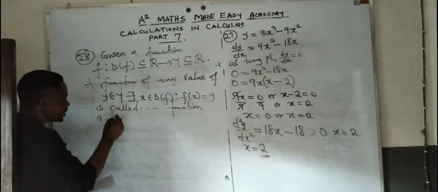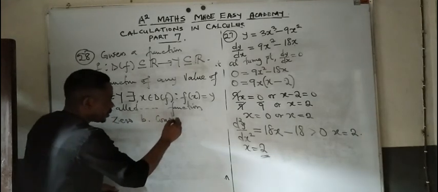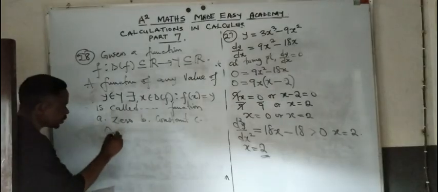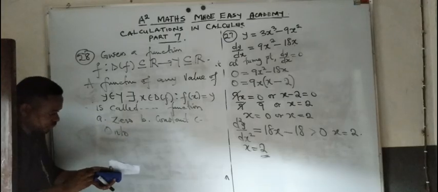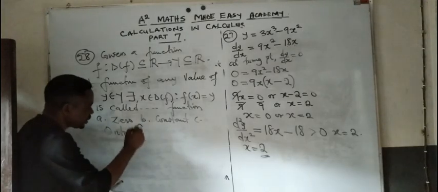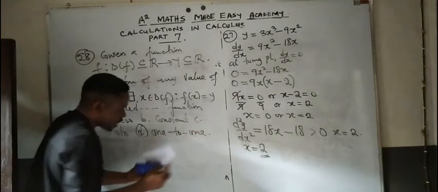Option A says 0. Option B says constant. Then option C says onto. Are you with me? Onto. Then finally option D says 1-to-1 function.